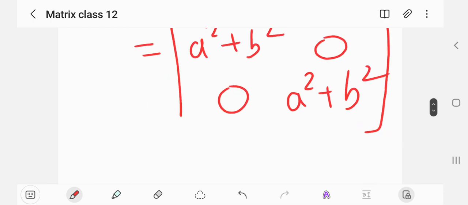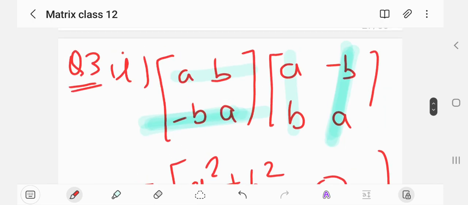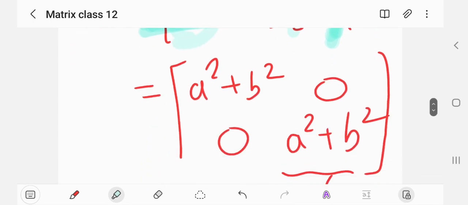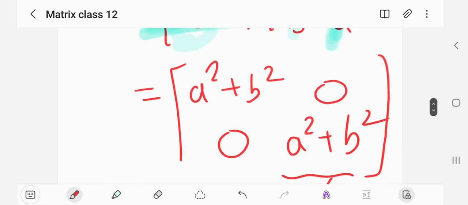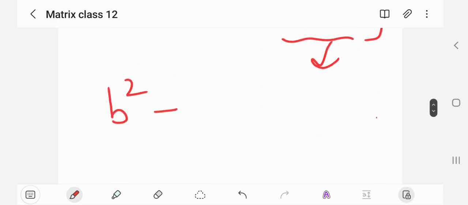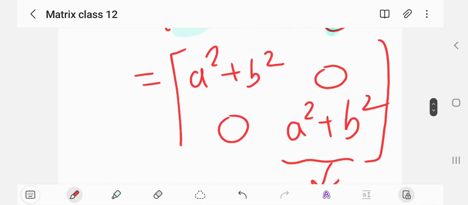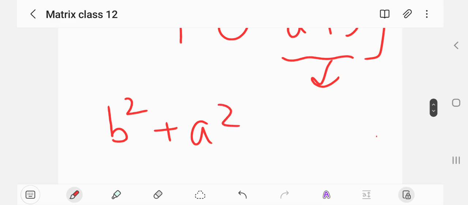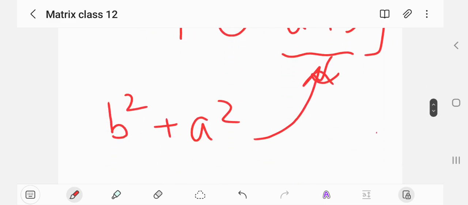How am I multiplying? If you do not know, let me tell you for this fourth entry. I have to multiply this row with this column. So minus b is multiplied with this minus b. When I multiply, I get b square. Then put an addition sign. This a will be multiplied with this a, and I get a square. This is how I get it here. Okay, this is how the multiplication is done.